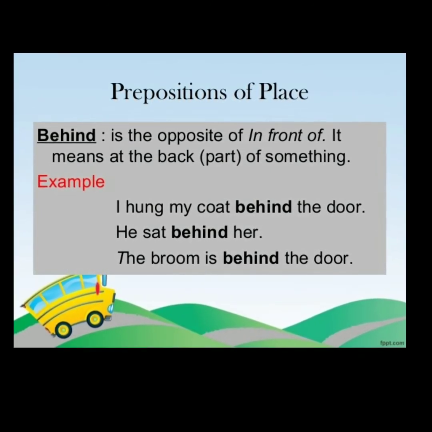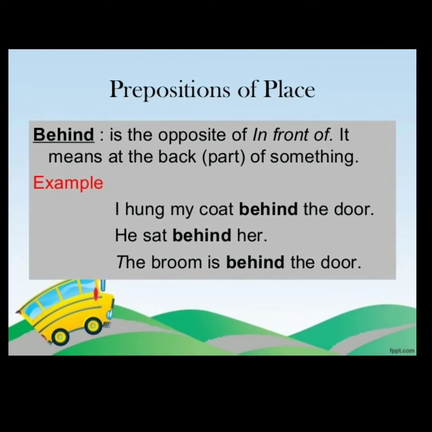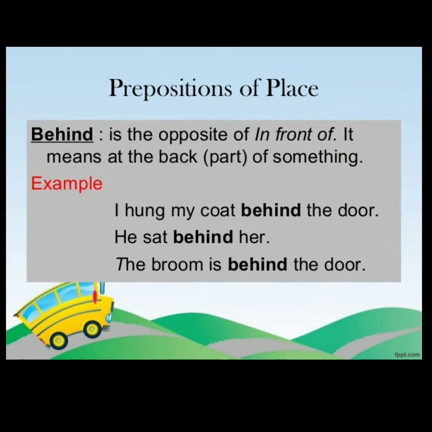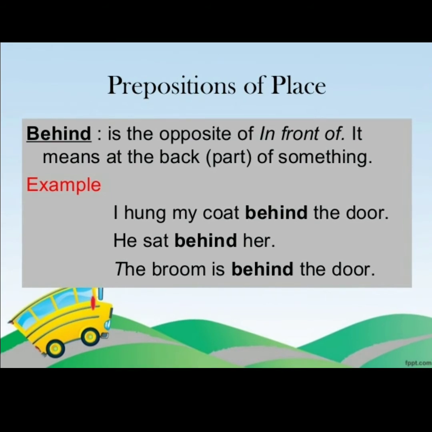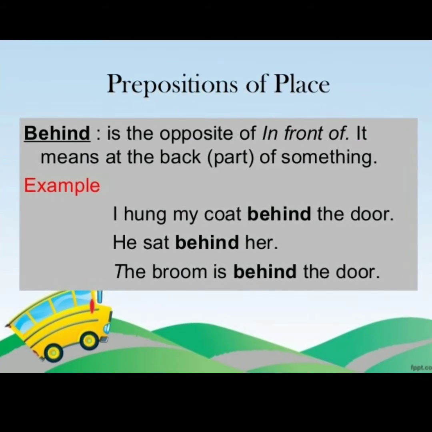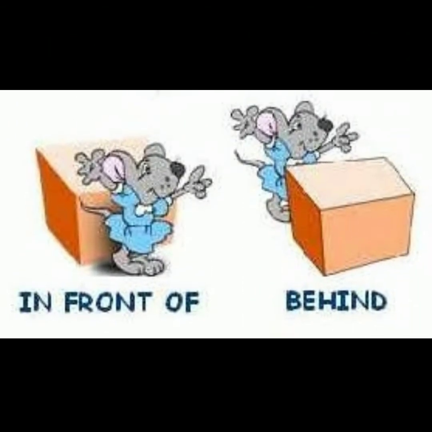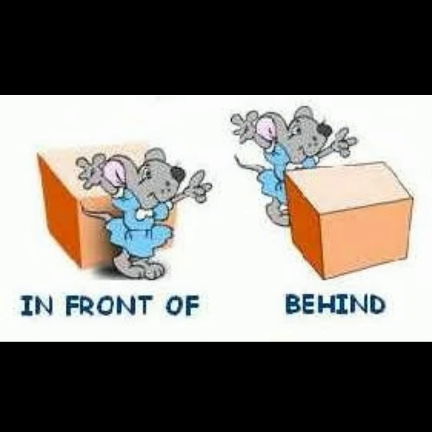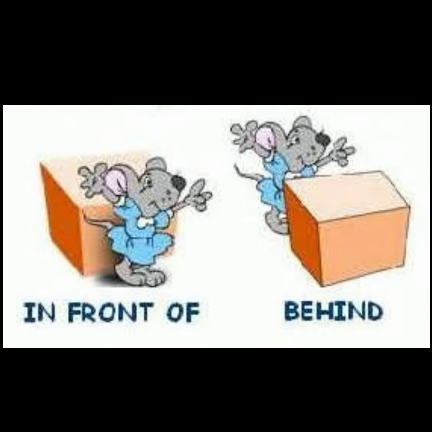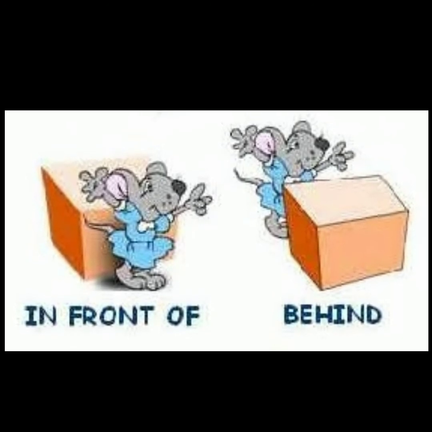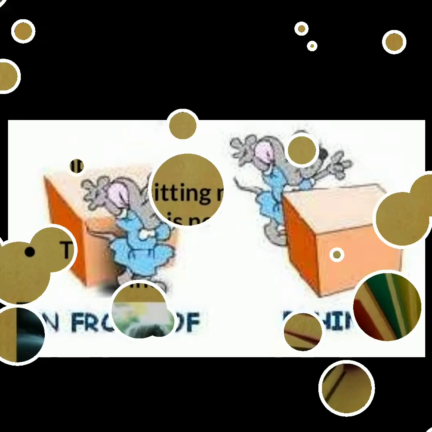The preposition behind is used to talk about a person or thing at the back of another person or another thing. For example, I hung my coat behind the door. He sat behind her. The broom is behind the door. The given picture clearly shows the difference between the prepositions in front of and behind. On the left hand side, the mouse is in front of the box, and on the right hand side, the mouse is behind the box.